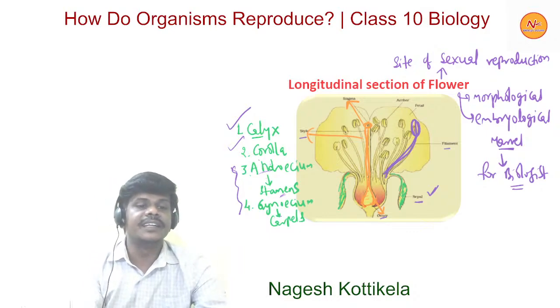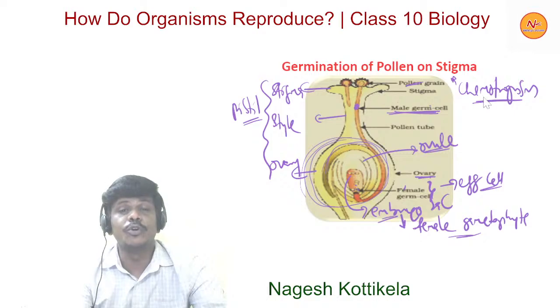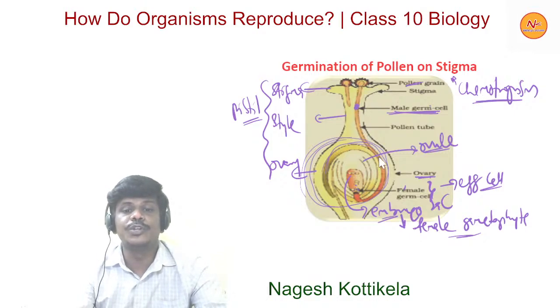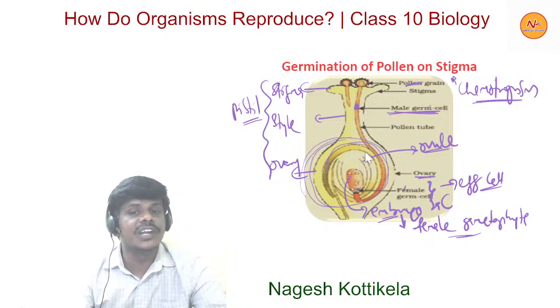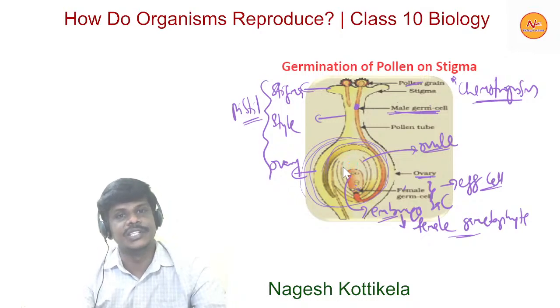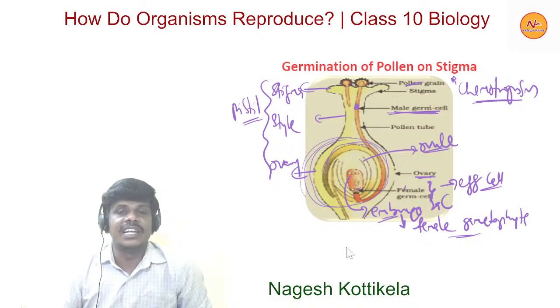Coming to this diagram, this is chemotropism. The pollen tube is growing towards the ovule. The male germ cell fuses with the female germ cell, that is fertilization. After fertilization, the ovary develops into fruit and the ovule develops into seed. So these are the changes that occur after fertilization.